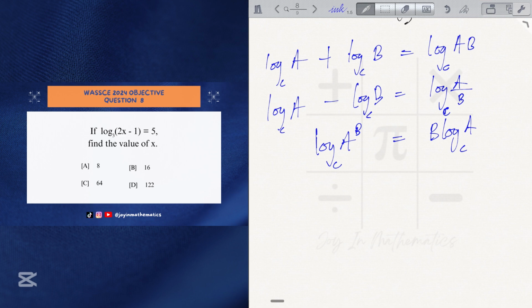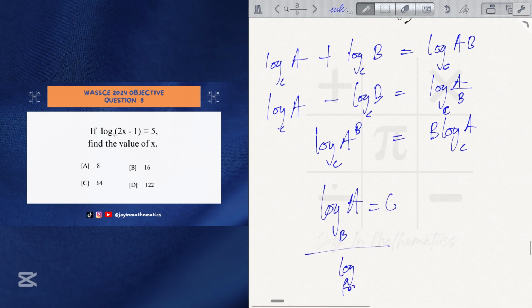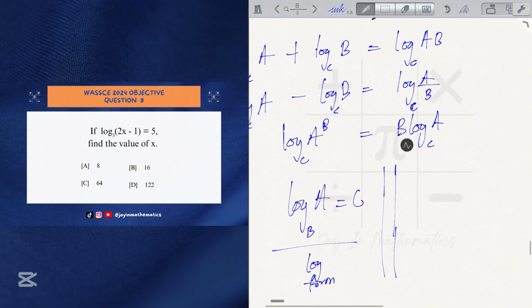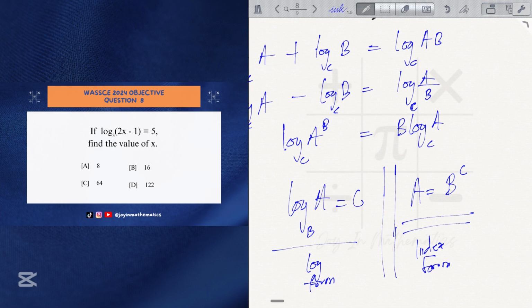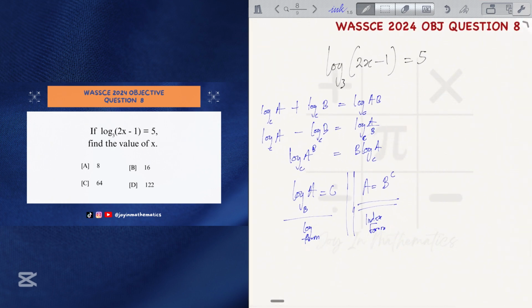But then, converting from logarithm form to index form: log a to base b is equal to c. This is the log form. Now we are asked to convert it to index form. This will be equivalent to a is equal to b raised to the power of c, and this we call the index form. Now we're going to apply all these principles in this question, but majorly the index form. That's why we are making reference to question number 4.